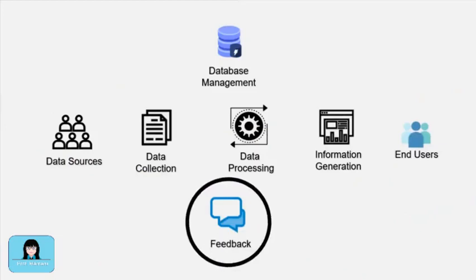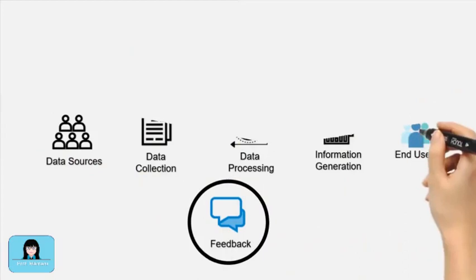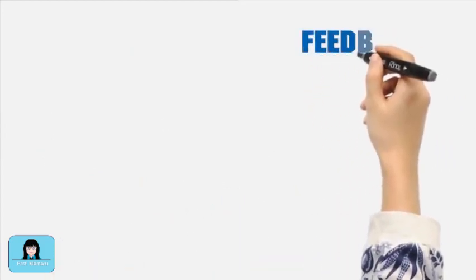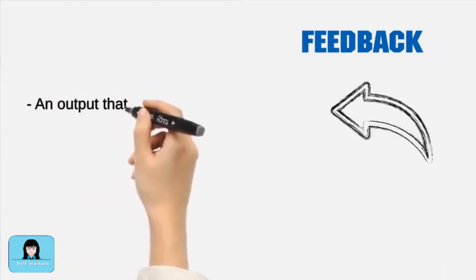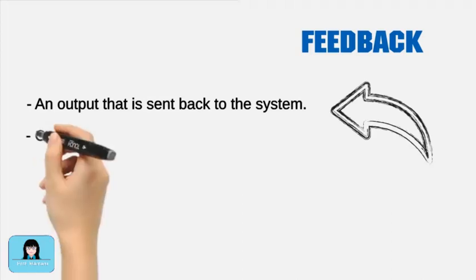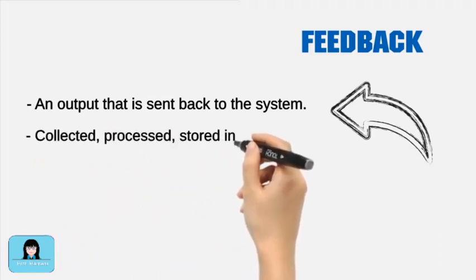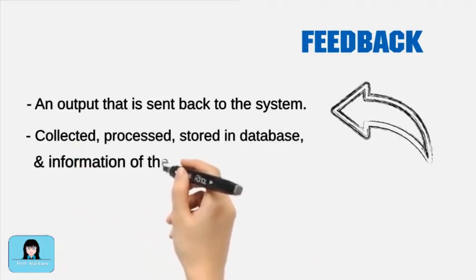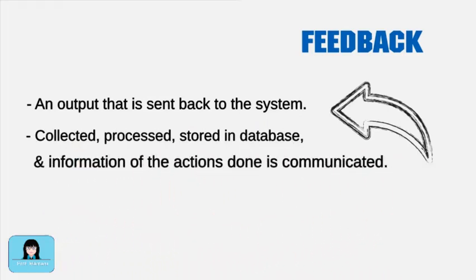The final element of the AIS model is feedback. Feedback is a form of output that is sent back to the system as a source of data. This means that feedback is collected, processed, stored in the database, and information is generated about the actions done on the feedback.